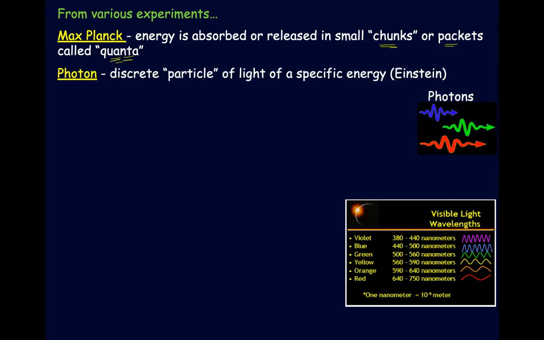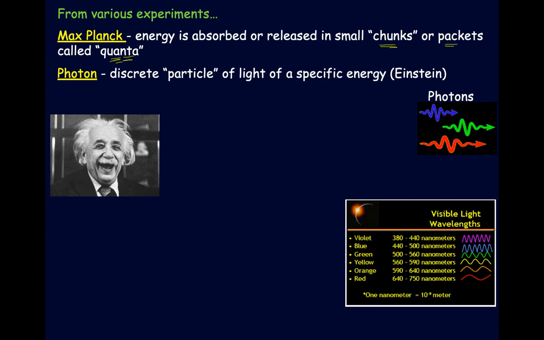Okay, Einstein comes into this thing and he says, okay, well, let's take these little chunks of energy, of light, and let's call these discrete little particles, these little chunks of light, photons. And photons are going to have specific energies associated with their wavelength and frequency. All right, and he comes up with this relationship between wavelength and frequency.